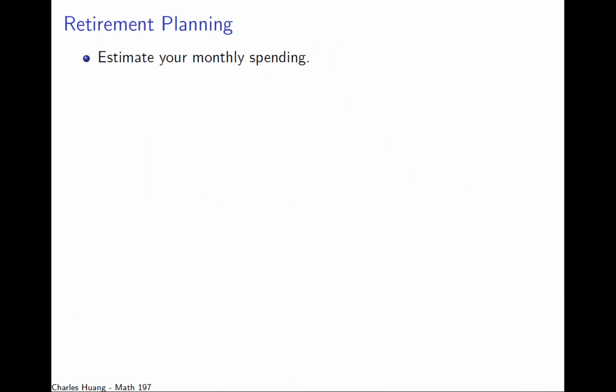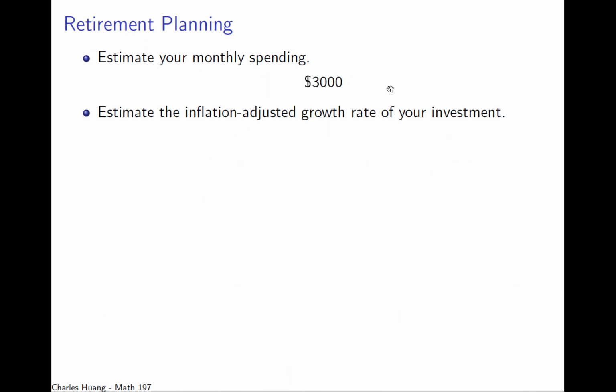When we plan for retirement, what you have to do is estimate how much you are going to spend every month. So when you imagine you're retiring and you don't want to work anymore, how much money do you need? Perhaps you need $3,000. You can have a different answer here, and you'll just use a different answer to do the calculation. Now, if it's $3,000 every month, you also need to find out how much you can grow your money after adjusting for inflation.